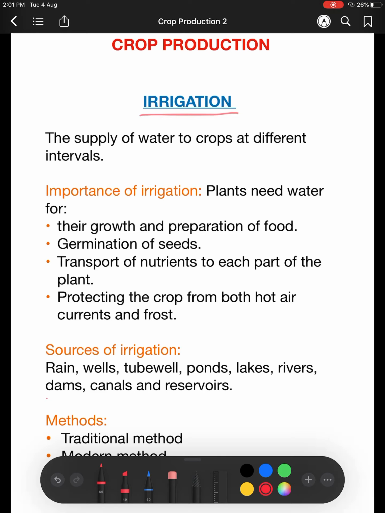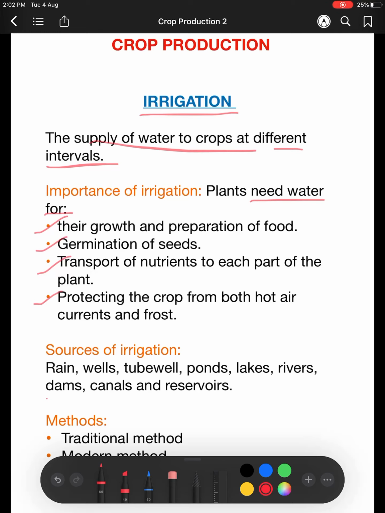First of all, tell me, what is irrigation? The supply of water to crops at different intervals is known as irrigation. Dear students, why is irrigation important? It is important because plants need water for their growth and preparation of food, for germination of seeds, for transport of nutrients to each part of the plant, and for protecting the crop from both hot air currents and frost.